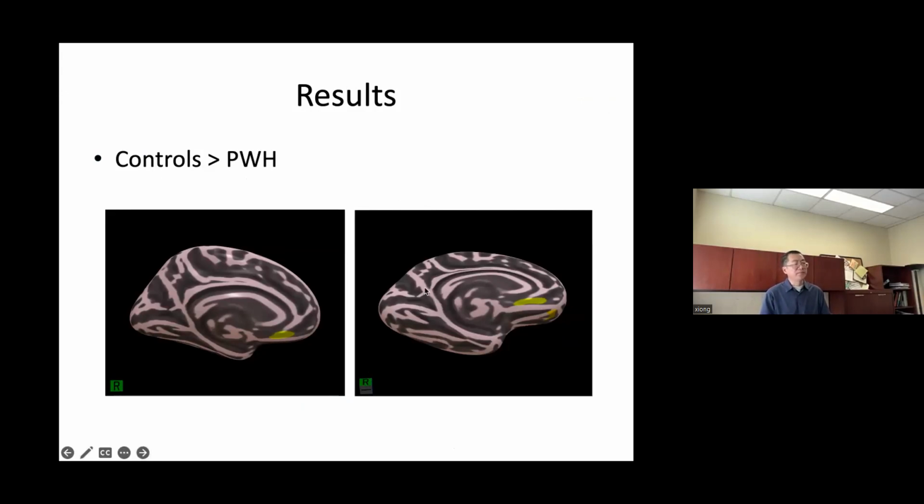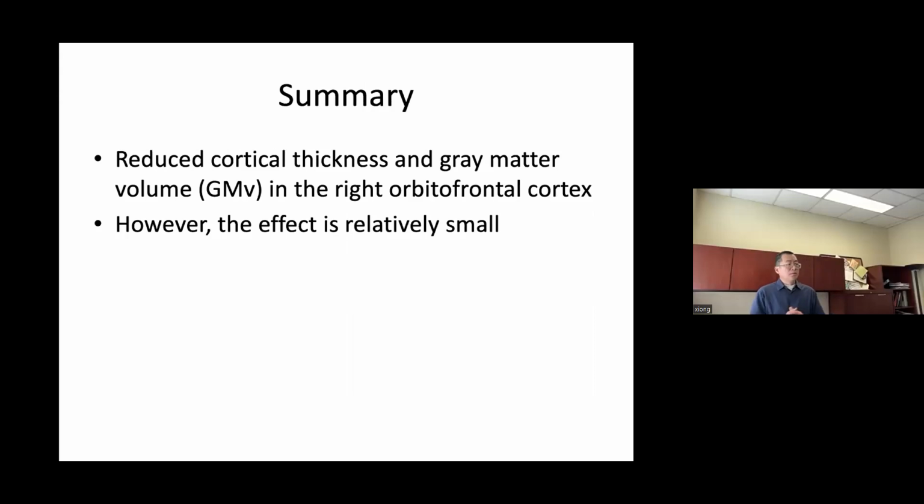There was also some dramatic reduction in some other regions, but they don't survive the correction for multiple comparisons, including the ACC and dorsal prefrontal region. So in terms of this finding, we found some difference in the frontal region, but in general the effect seems to be relatively small and not super strong.